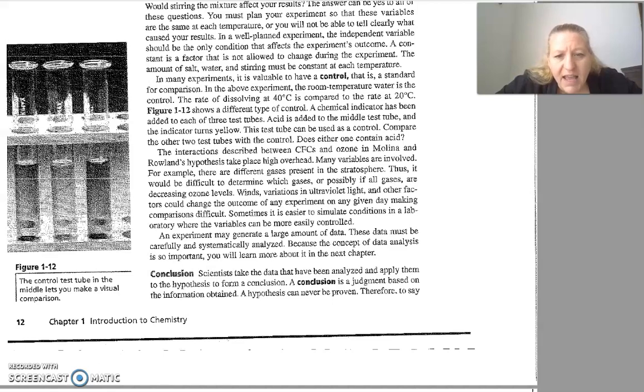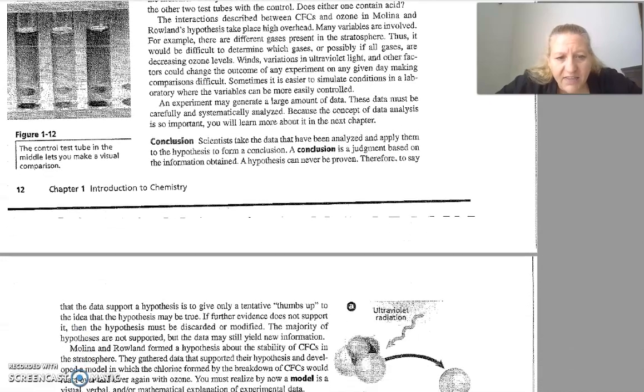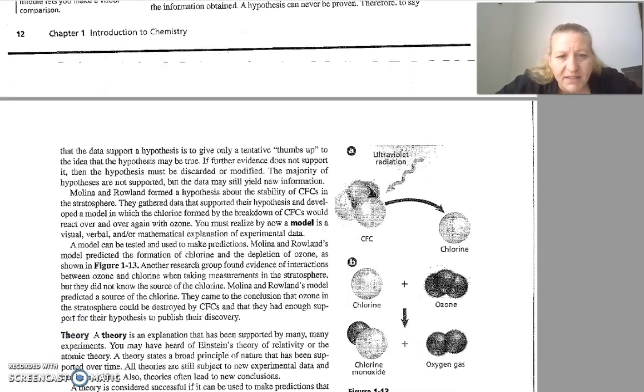A hypothesis can never be proven. Therefore, to say that the data supports a hypothesis is to give only a tentative thumbs up to the idea that the hypothesis may be true. If further evidence does not support it, then the hypothesis must be discarded or modified. The majority of hypotheses are not supported by the data, yet still yield new information.